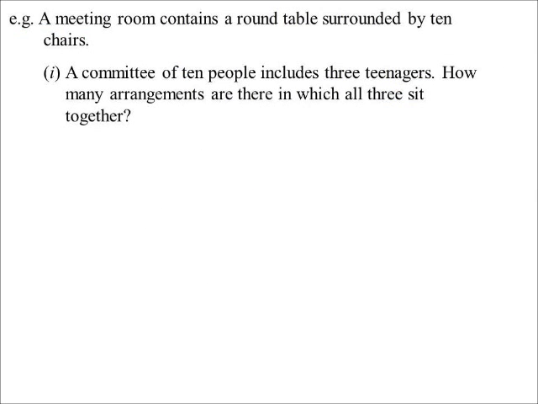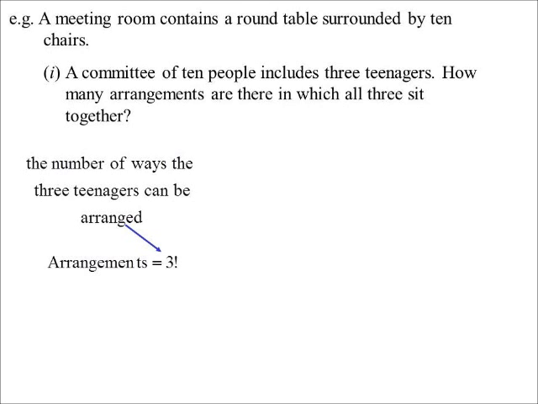So okay, we're in a meeting room. We've got a round table surrounded by 10 chairs. Committee of 10 includes 3 teenagers. How many arrangements are there in which all 3 sit together? Okay, so look after the condition first. The condition is these 3 teenagers want to be together. So there's 3 factorial ways we can arrange them together.